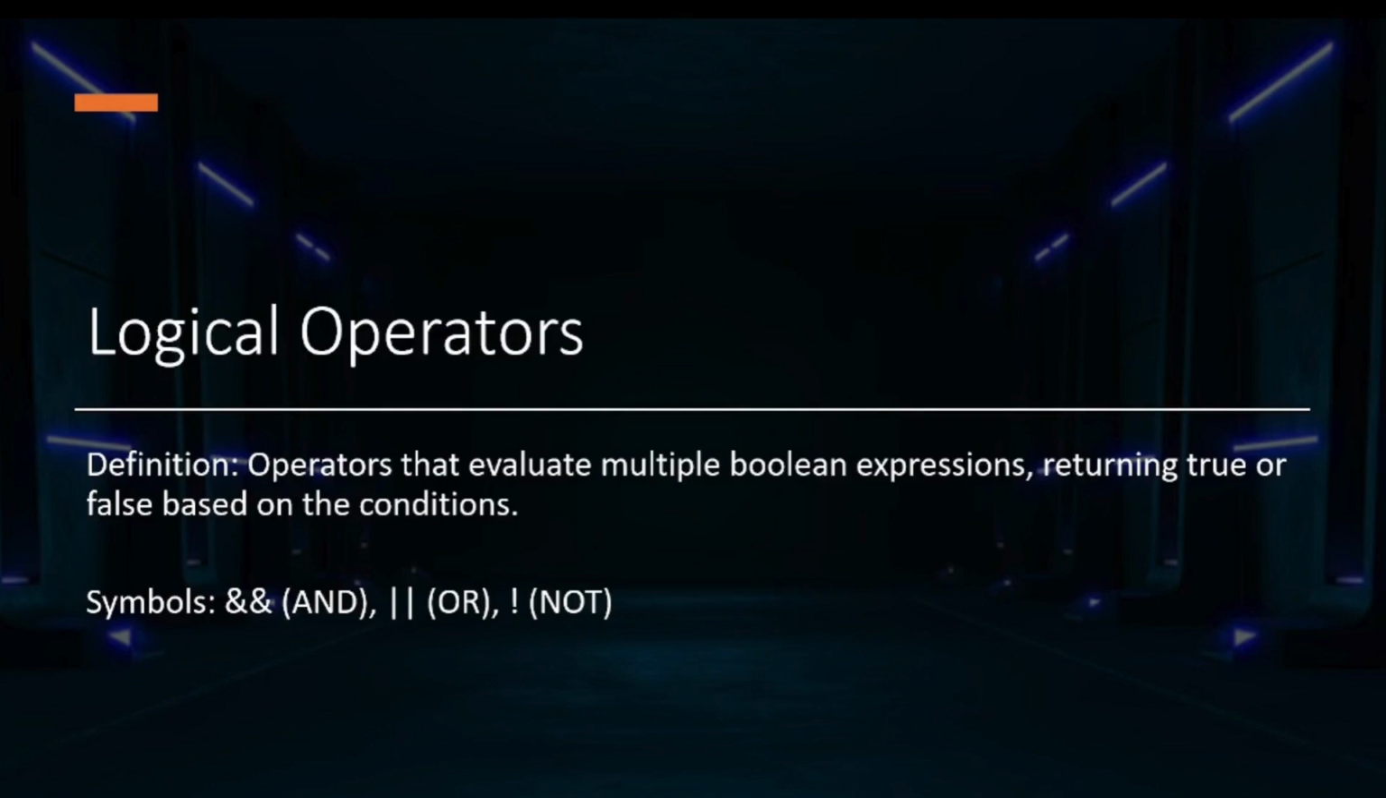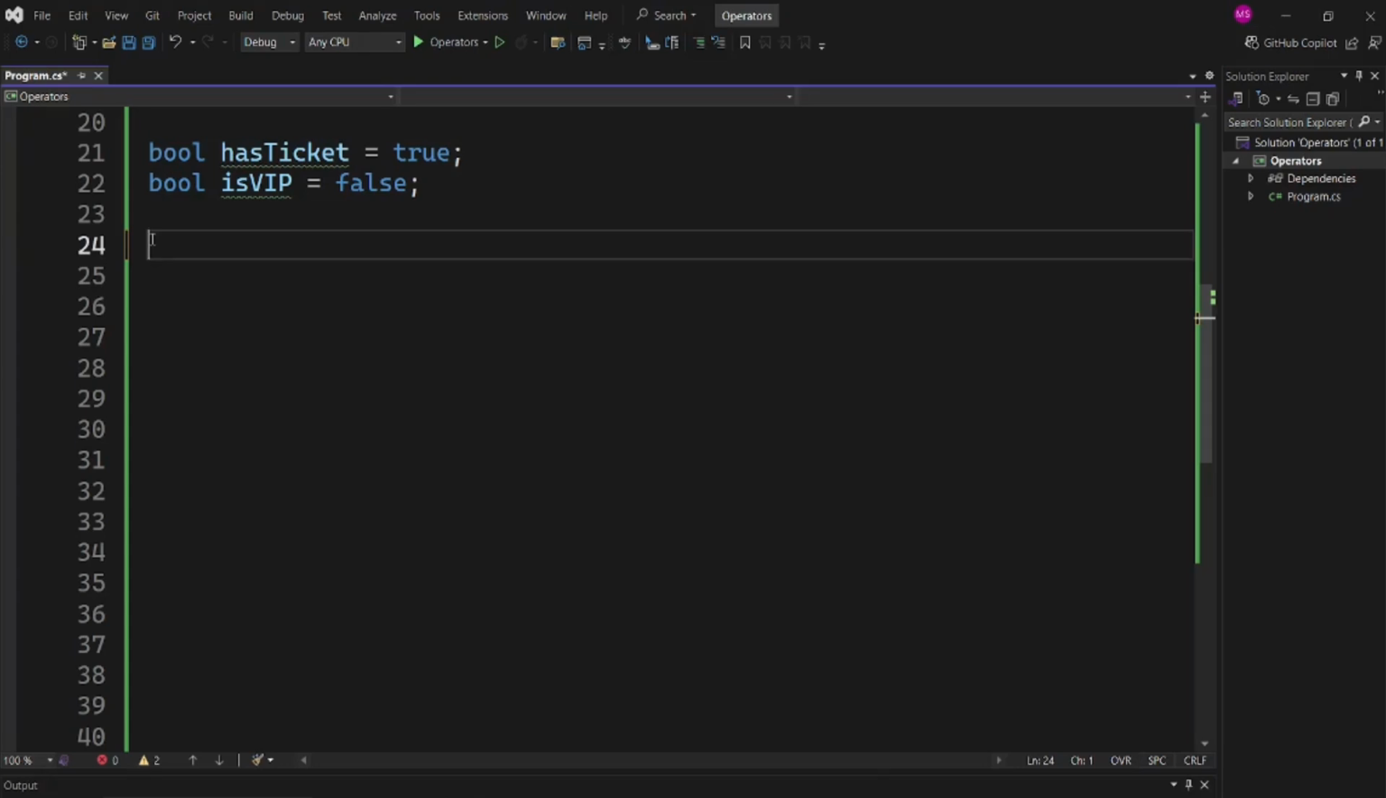Now, let's explore logical operators, which are used to combine multiple Boolean expressions. The most common logical operators are and, or, not. Let me take two Boolean variables: hasTicket is equal to true and isVIP is equal to false. I'm taking an example of whether the person has a ticket to attend the program, or whether he is a VIP to attend that program.